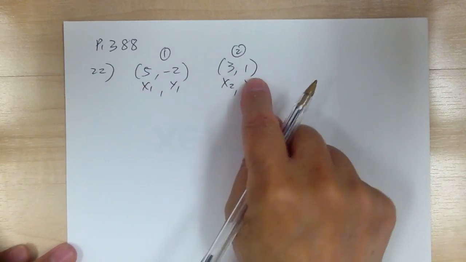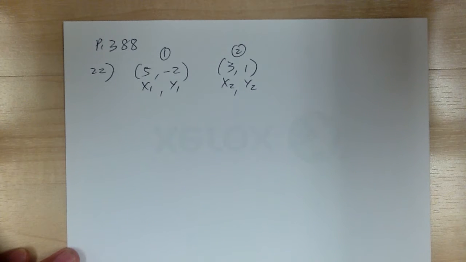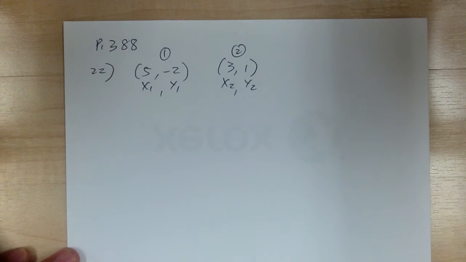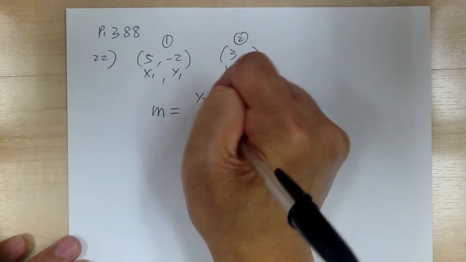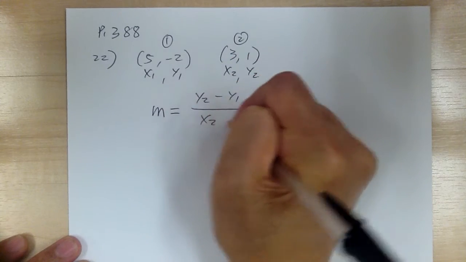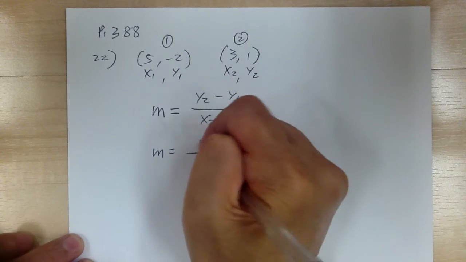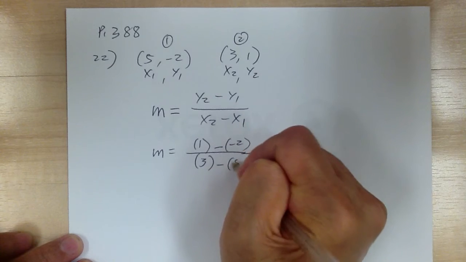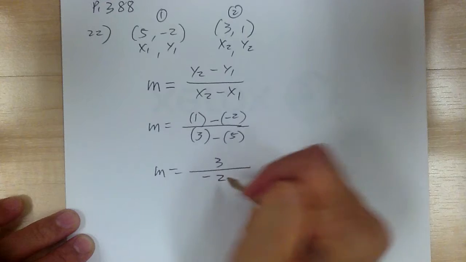When you have point and point, there is a formula for point-point form, but it's a bit confusing and complicated for the beginner. So we're going to do it in 2 stages. First, let's look for the slope. The slope equals y2 minus y1 over x2 minus x1. We did this before. So m equals 1 minus -2 over 3 minus 5, so m equals 3 over -2.